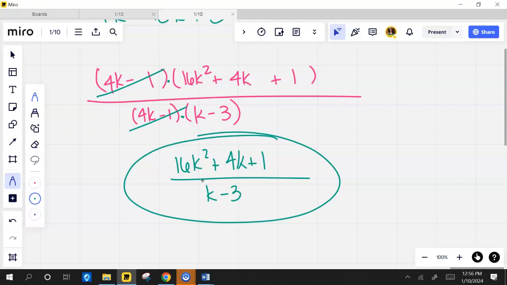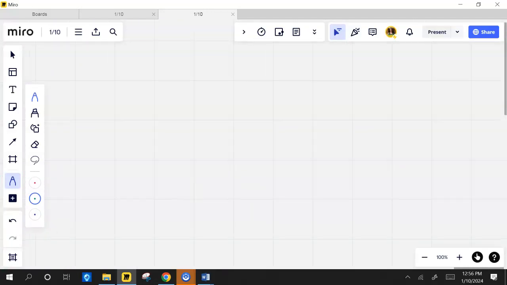Let's do one more simplify, and then we'll move into multiply and divide. Do this one by yourself.